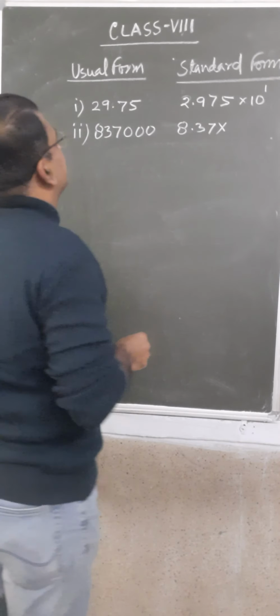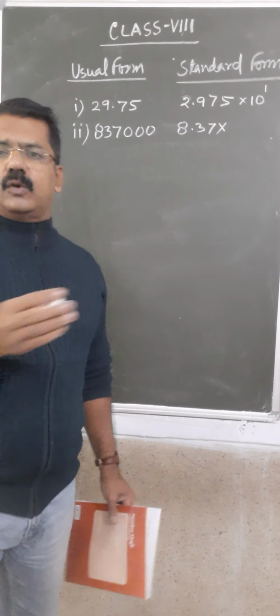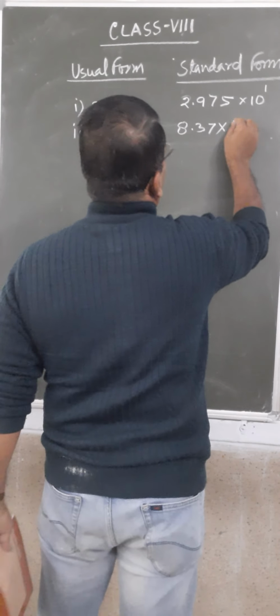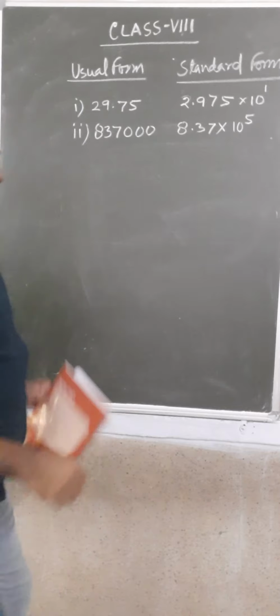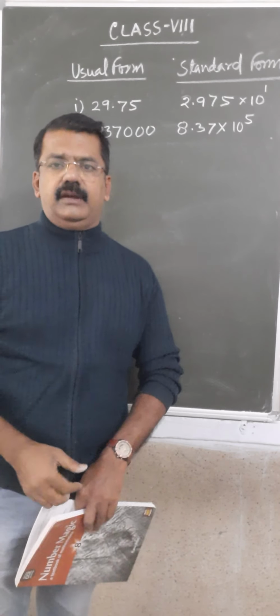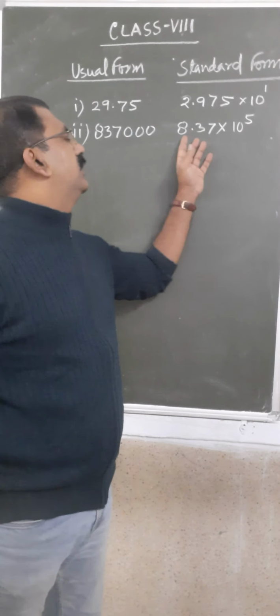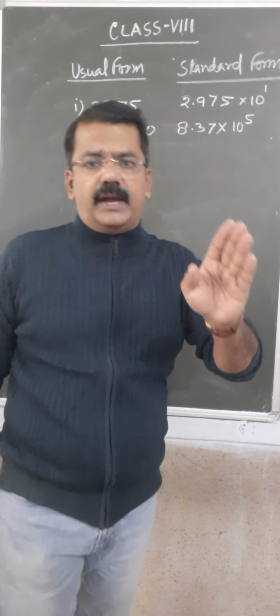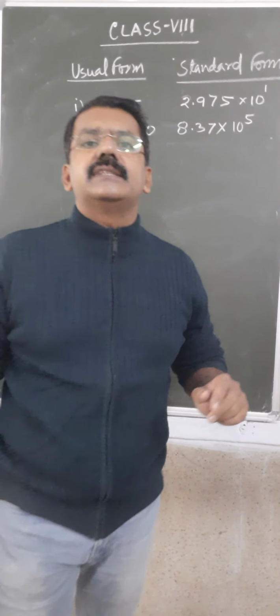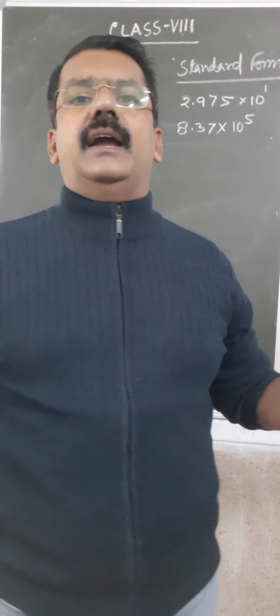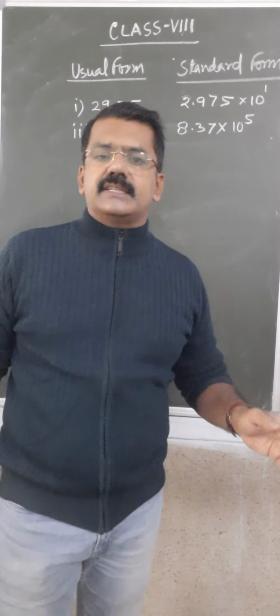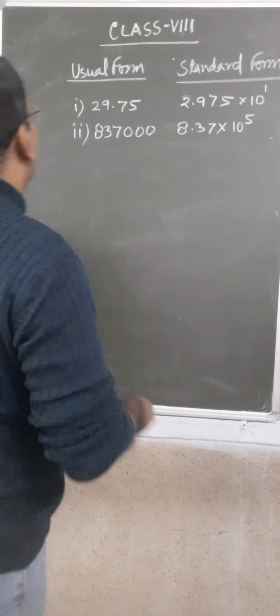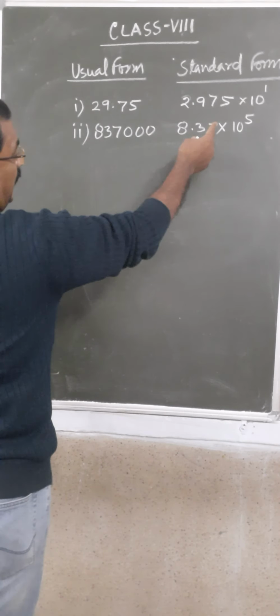We have shifted the decimal 5 places towards the left. So into 10 to the power 5. Okay, 8.37 into 10 to the power 5. Now you see, this 8.37 lies between 1 and 10, means it is greater than 1 and it is less than 10. Clear? So that is the standard form.